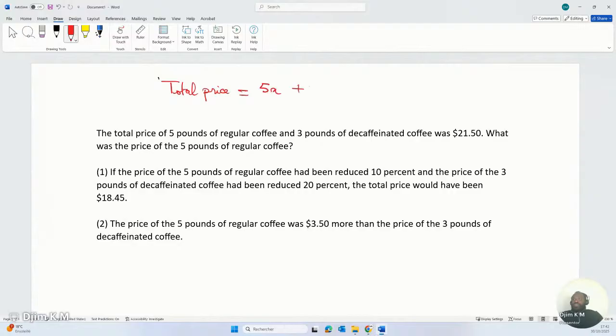Total price is 5x plus 3y. X is the price of £1 of coffee, and Y is the price of £1 of decaffeinated coffee.